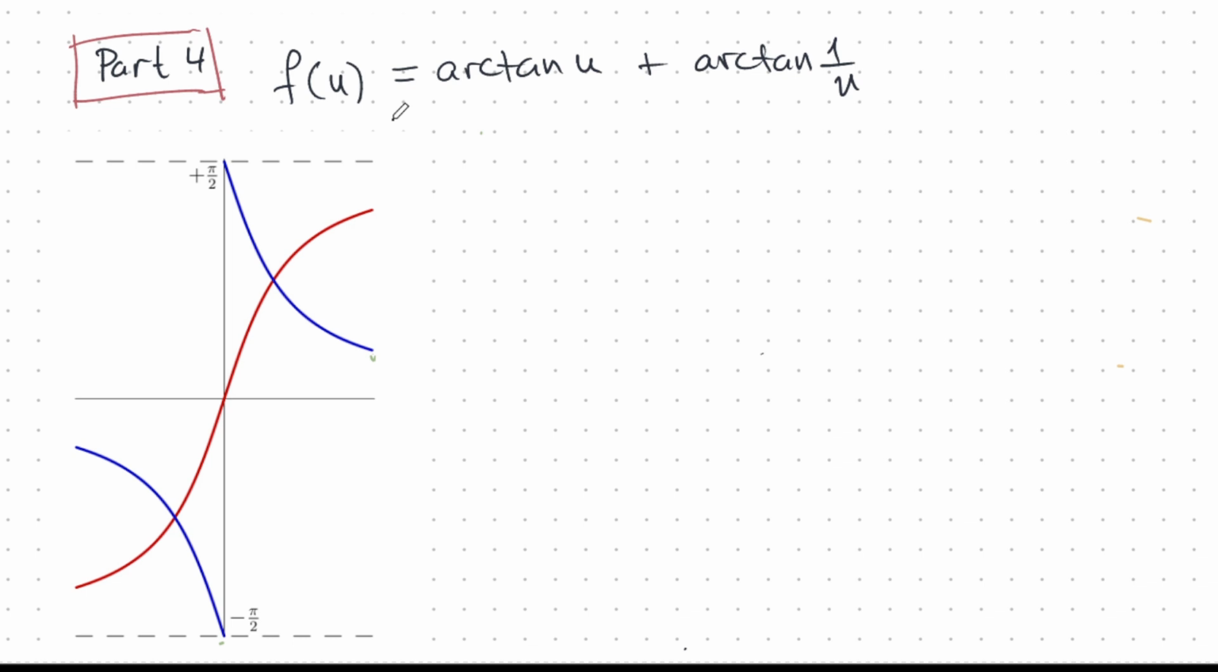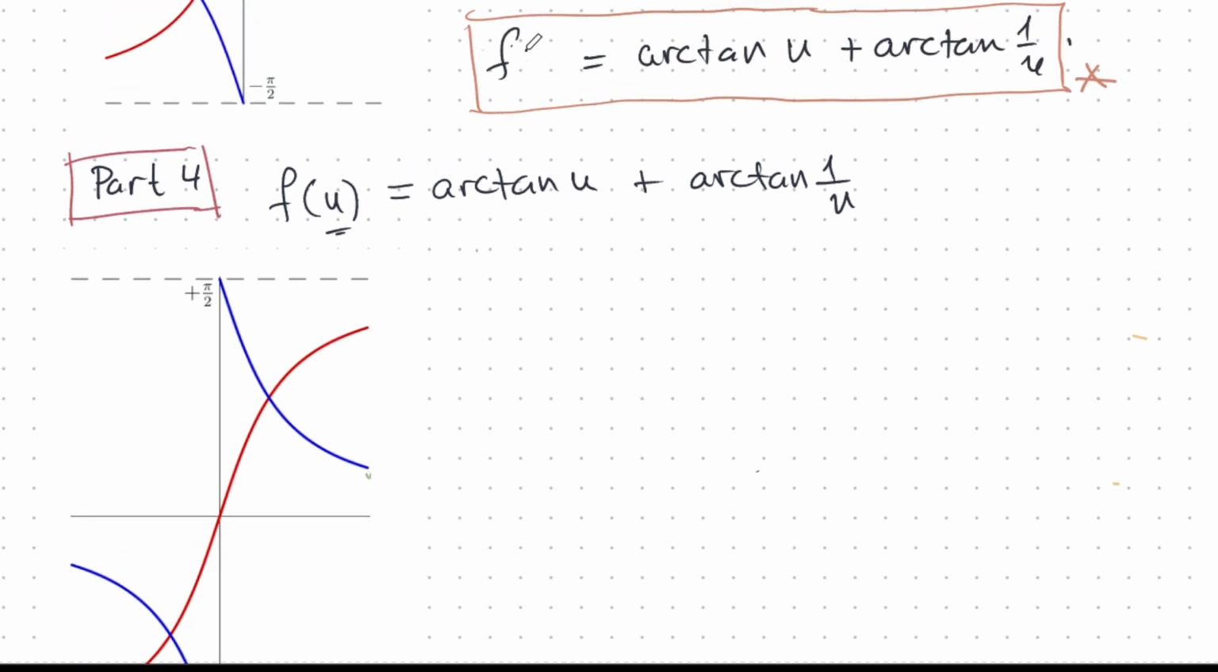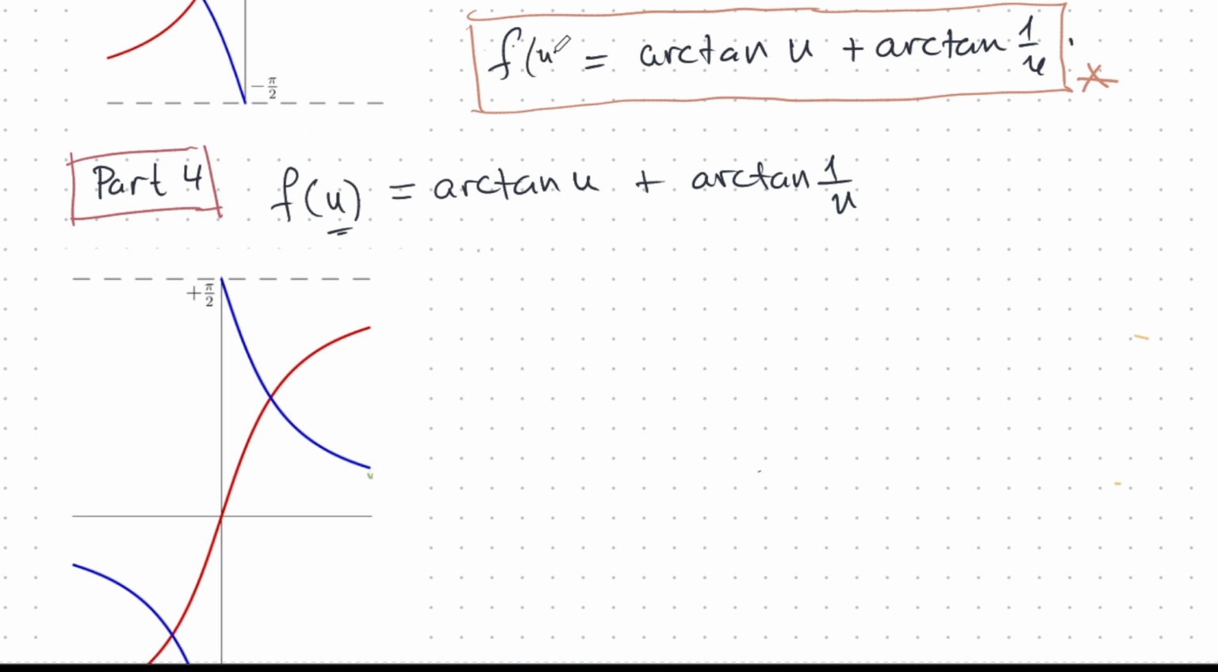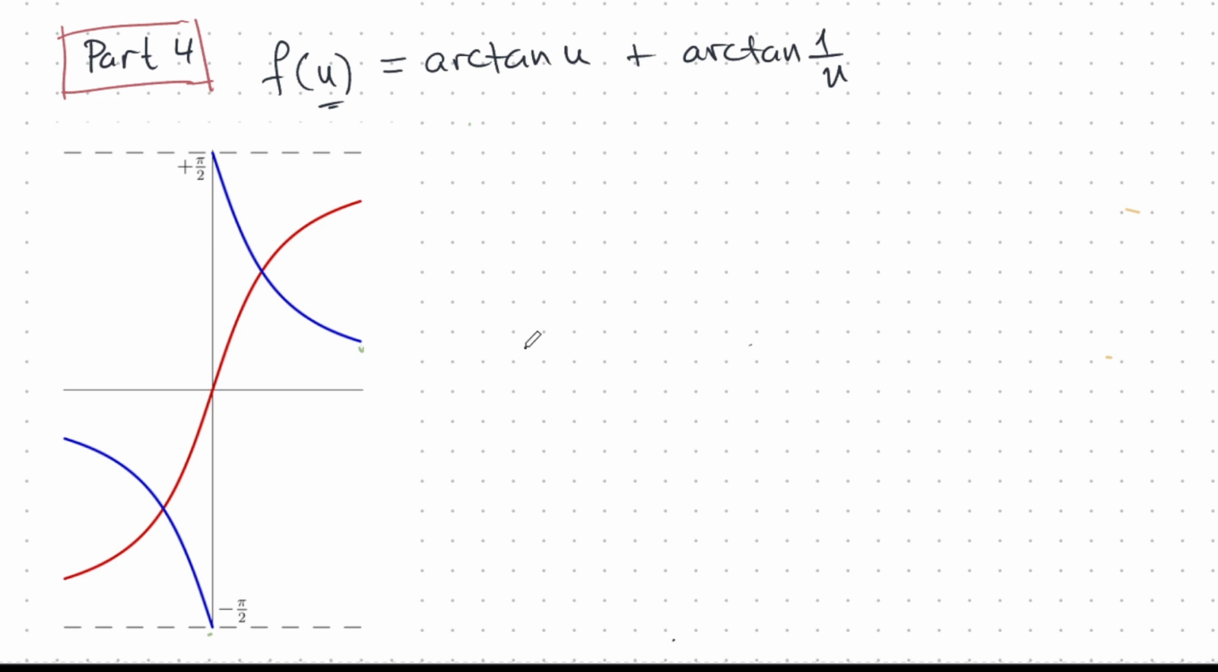Let's investigate f of u a little further. Now I'm wondering if I wrote x for u in part 3. Let's scroll up and have a look. Yeah, I did. It's so easy to write f of x. We're so used to writing f of x. Okay, let's investigate this a little bit.